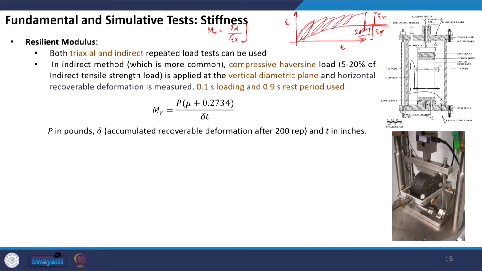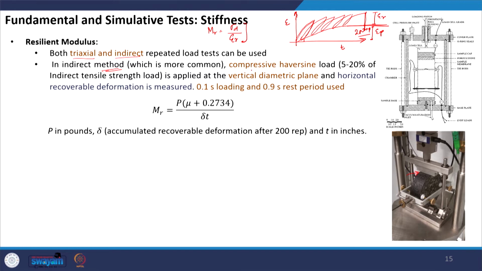For bituminous mixtures, you can do a triaxial test, which means giving a uniaxial loading. You can also use an indirect method, which is giving the loading similar to what we have seen for the indirect tension test. So, you can give an indirect repeated load also to calculate the resilient modulus. For bituminous mixtures, using the indirect mode is more common in comparison to using a uniaxial experiment or a triaxial setup.